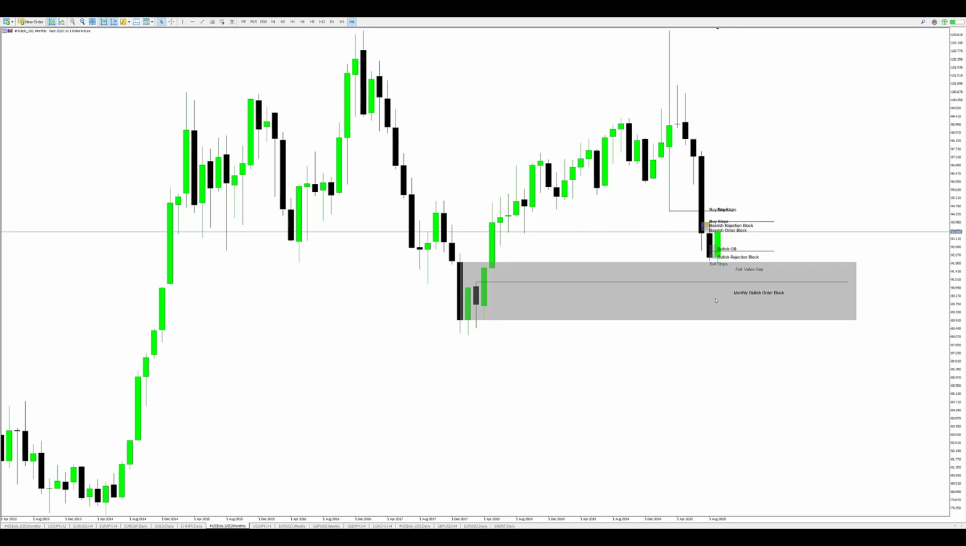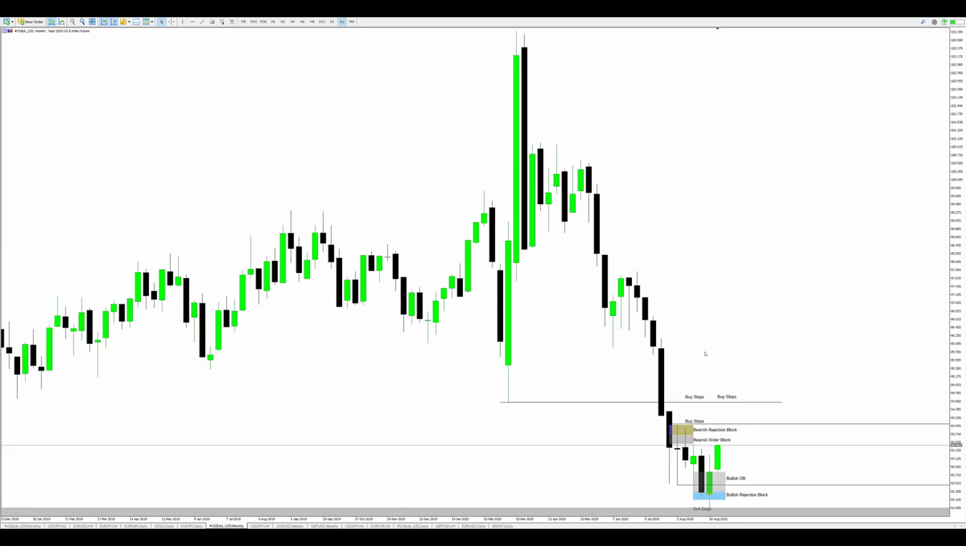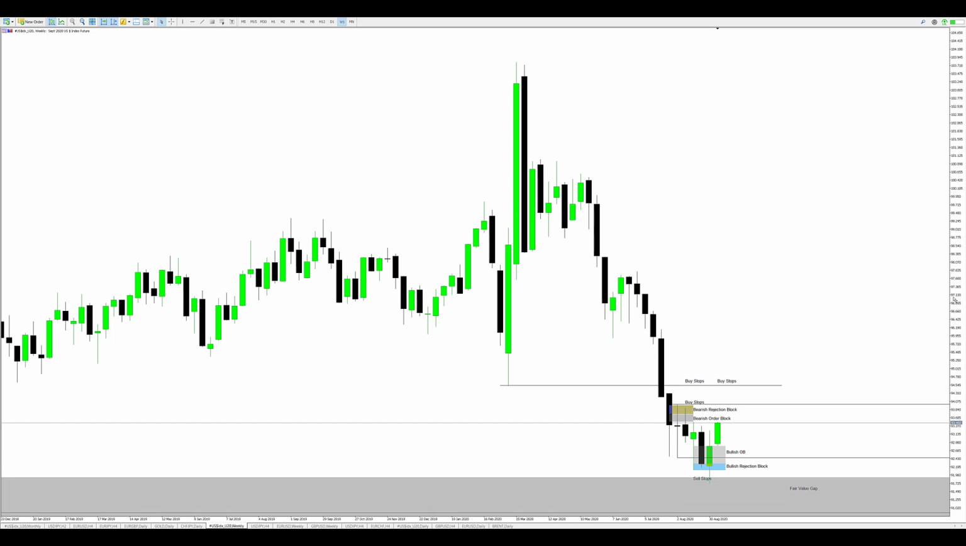This is the first week of September, and we have already moved to the upside quite massively. So looking at the dollar, I was anticipating price to dip down into our monthly bullish order block and then reject to the upside. Now I'm going to go on to a weekly chart. On the weekly chart, you can see I've got my weekly bullish rejection block highlighted in blue and the bullish order block on the weekly.